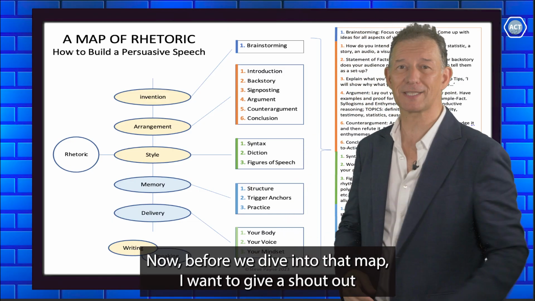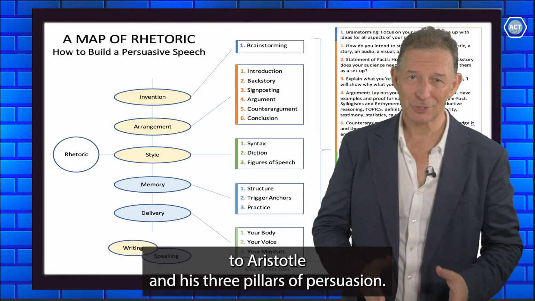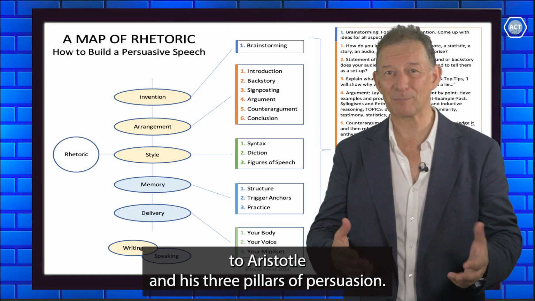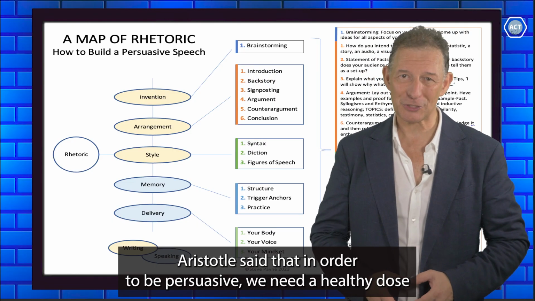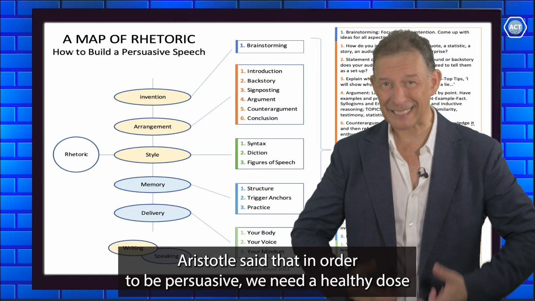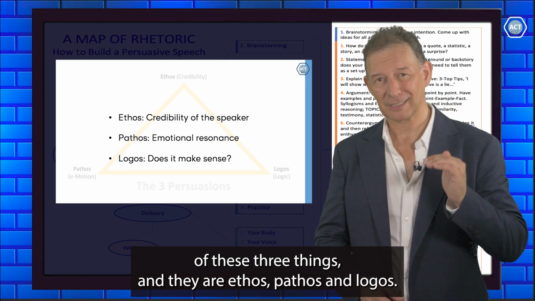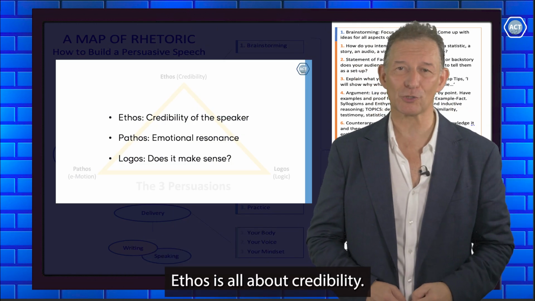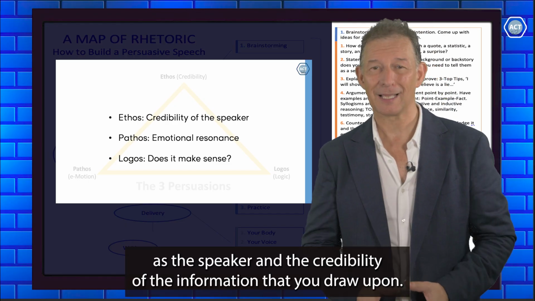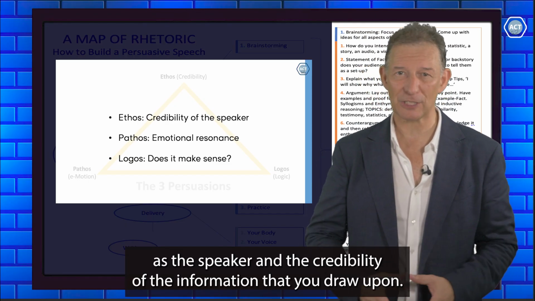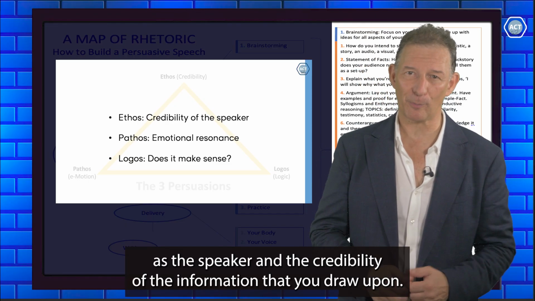Now before we dive into that map, I want to give a shout out to Aristotle and his 3 pillars of persuasion. Aristotle said that in order to be persuasive, we need a healthy dose of these 3 things, and they are ethos, pathos, and logos. Ethos is all about credibility. That's your credibility as the speaker and the credibility of the information that you draw upon.